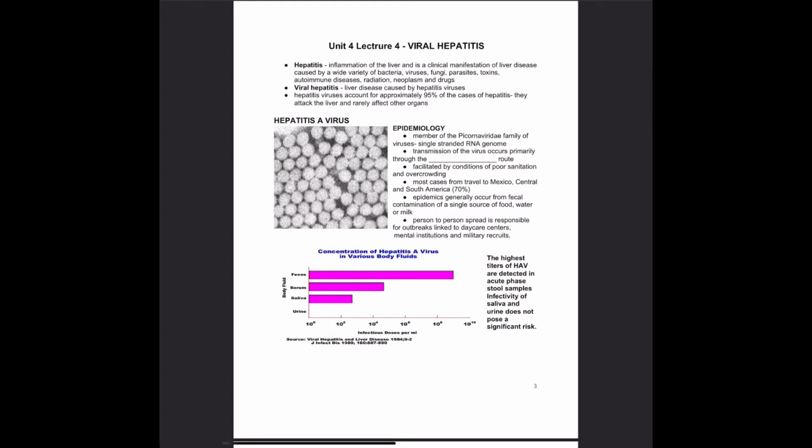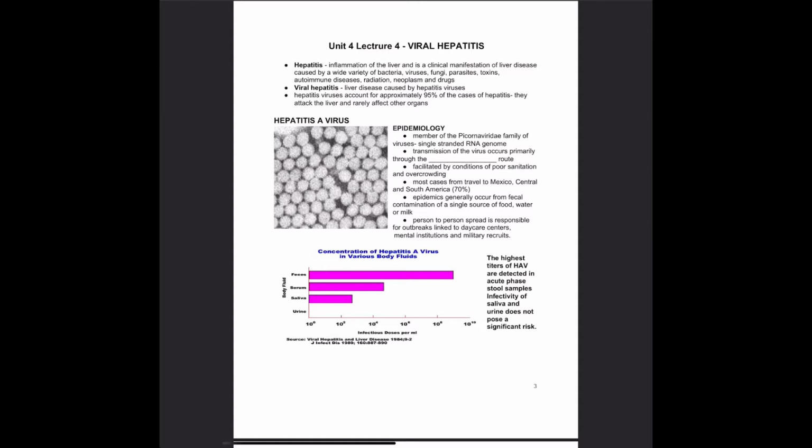Hepatitis is inflammation of the liver and is a clinical manifestation of liver disease caused by a variety of bacteria, viruses, fungi, parasites, toxins, autoimmune diseases, radiation, neoplasm, and drugs. Viral hepatitis is liver disease caused by hepatitis viruses. Hepatitis viruses account for approximately 95% of the cases of hepatitis. They attack the liver and rarely affect other organs.